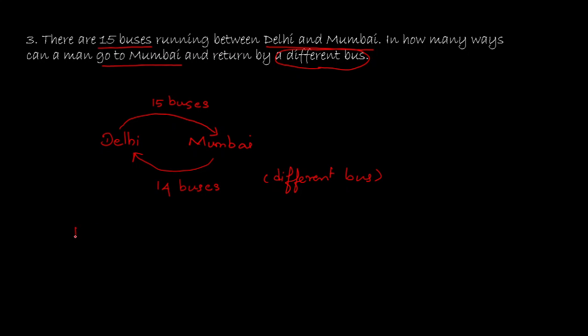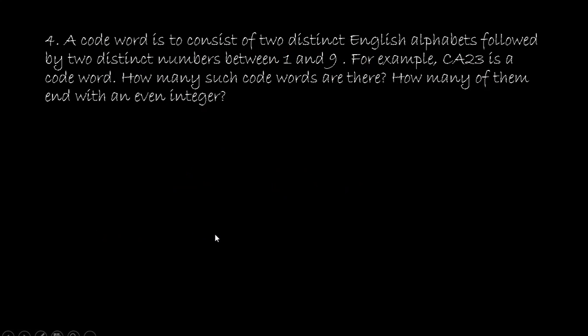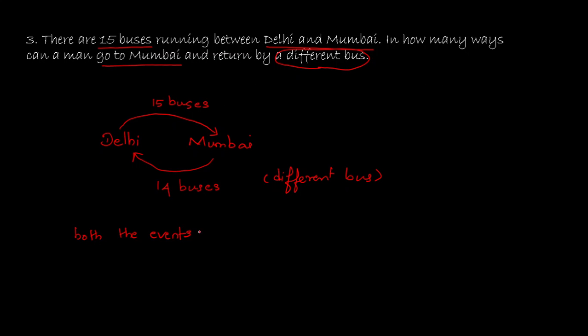So both the events can be performed in 50 multiplied by 49 equals 2450 ways.